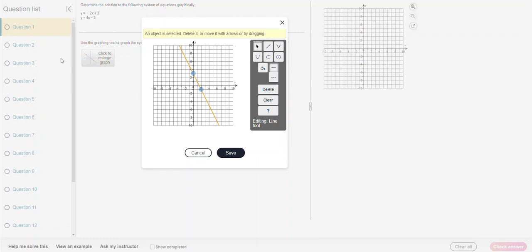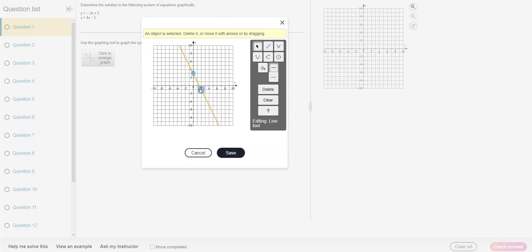All right, so I already did that. Now we need to do the other line. Basically, what I found is that the graph of that first equation is right here. See that orange line? This orange line contains an infinite number of points. The solutions to that first equation, y equals negative 2x plus 3, are every point on that line.